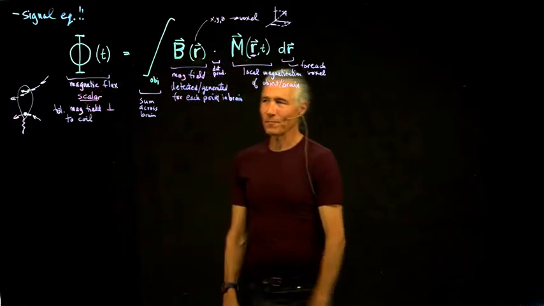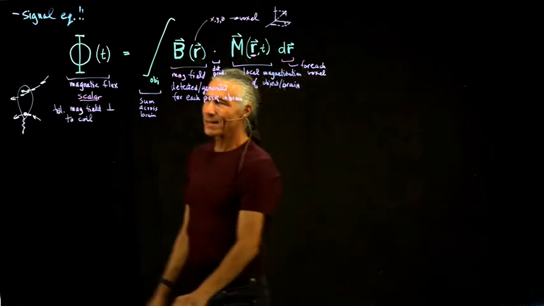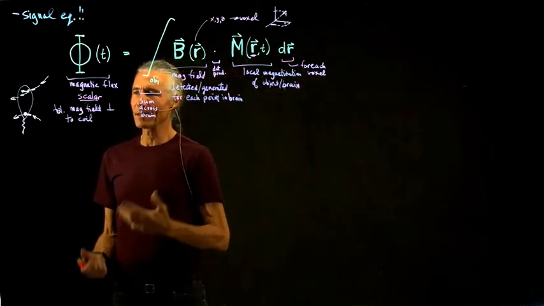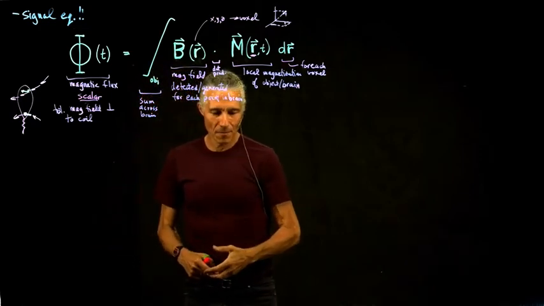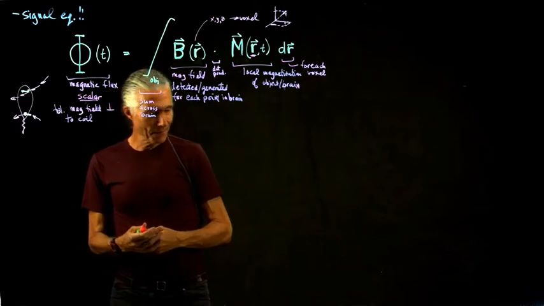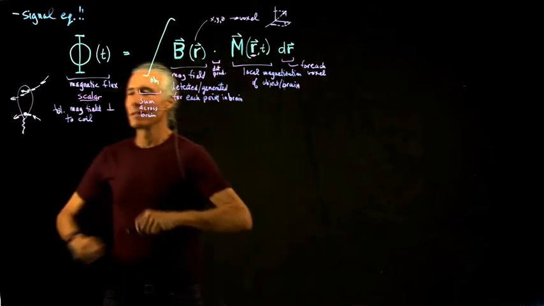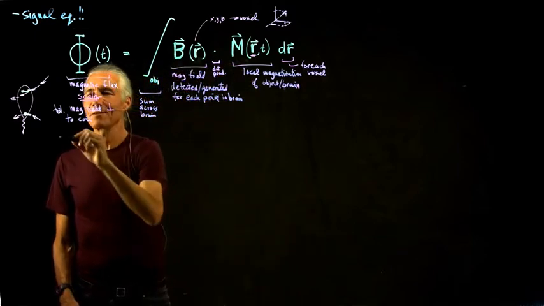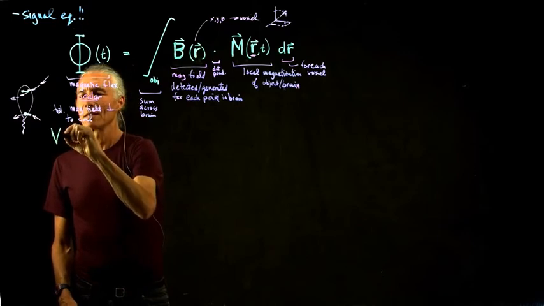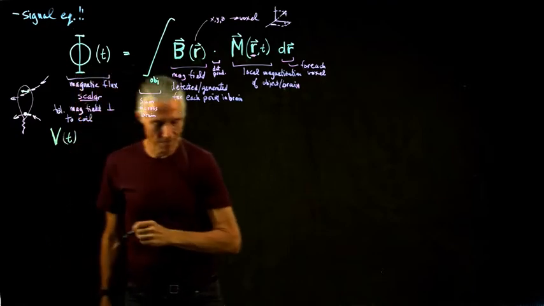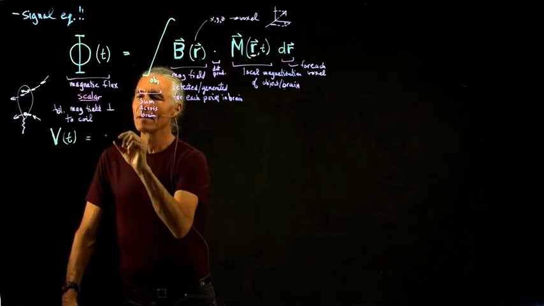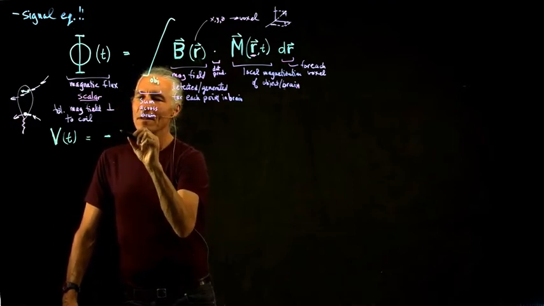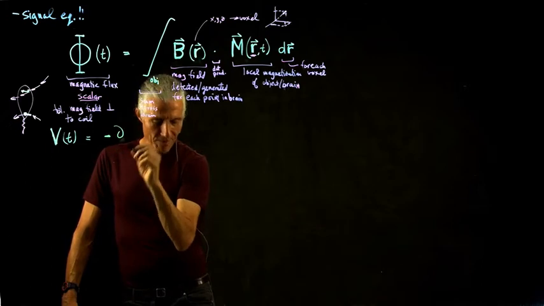Okay, so flux isn't any good. We need to know what the voltage in the coil is, what the actual signal in the coil is. To get that, we need to take the derivative of this guy. So the voltage at a particular time in the coil is going to be equal to the negative of the partial derivative of this guy.